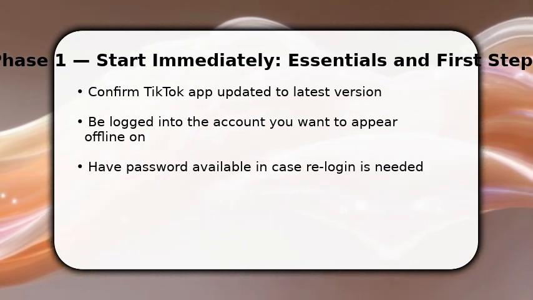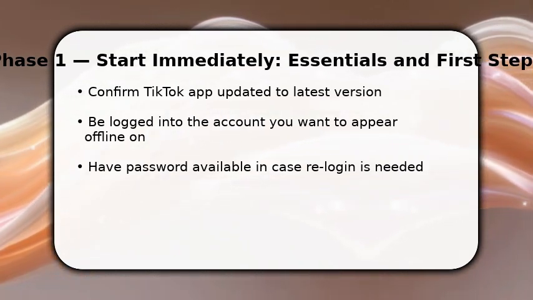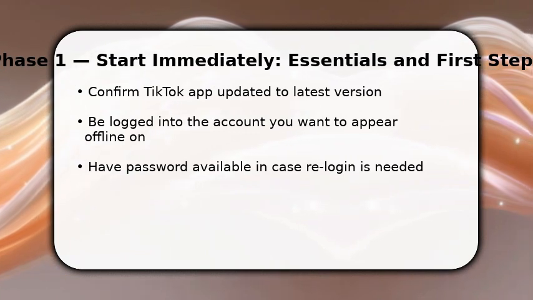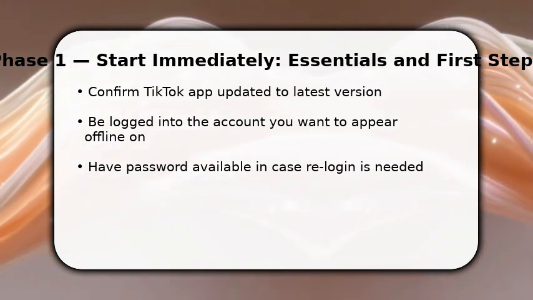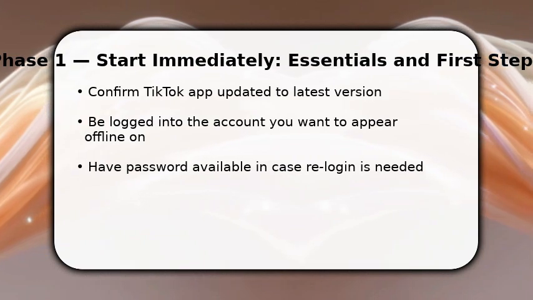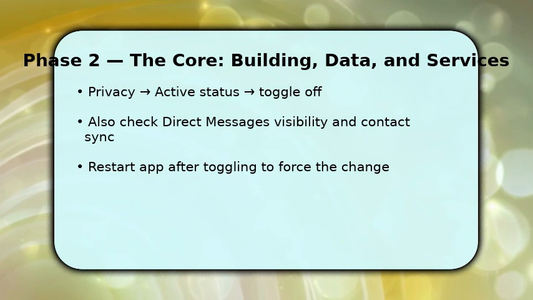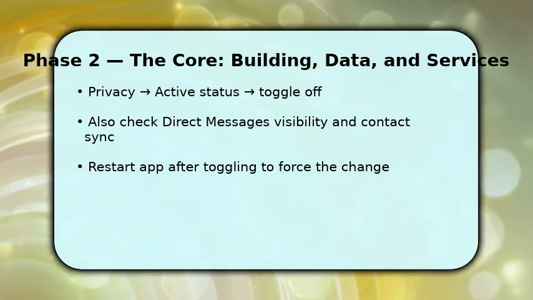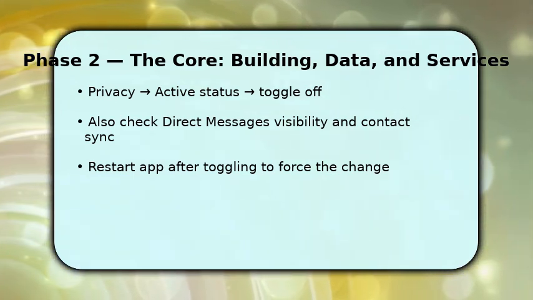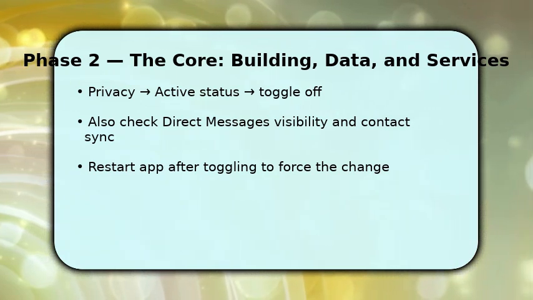Also, clear any temporary app cache if performance is slow so the toggle changes register immediately when you make them. Next, find Active Status inside Privacy and turn the switch off. This removes the Active Now indicator for others. While you're there, review direct messages and contact sync settings so contacts can't infer activity from other signals.